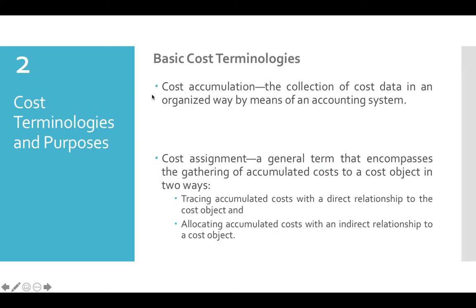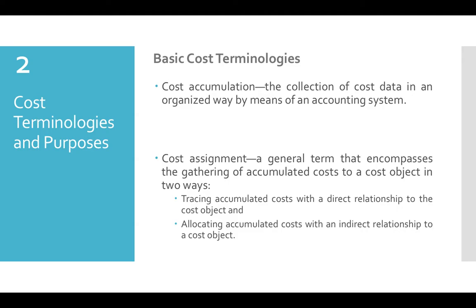And the second terminologies are cost accumulation and cost assignment. So cost accumulation is the collection of cost data in an organized way by means of an accounting system. So before we expense the cost, we do something called cost accumulation. And after that, we also do something called cost assignment, which is a general term that encompasses the gathering of accumulated costs to a cost object in two ways: tracing accumulated costs with a direct relationship to the cost object, and also allocating accumulated costs with an indirect relationship with a cost object.